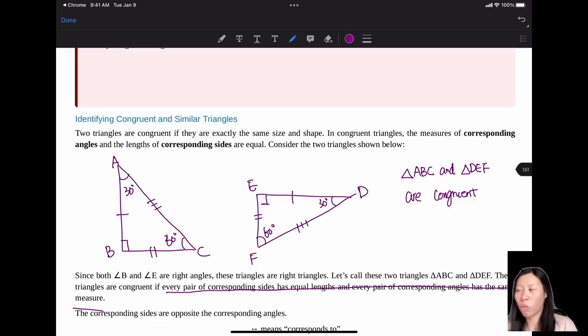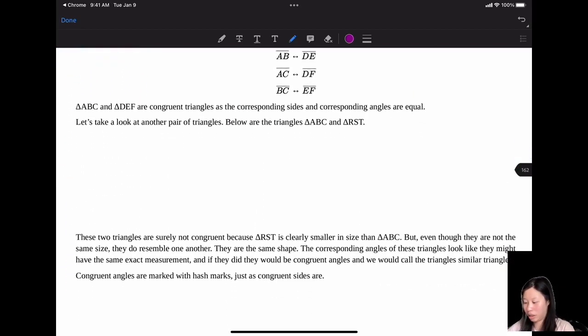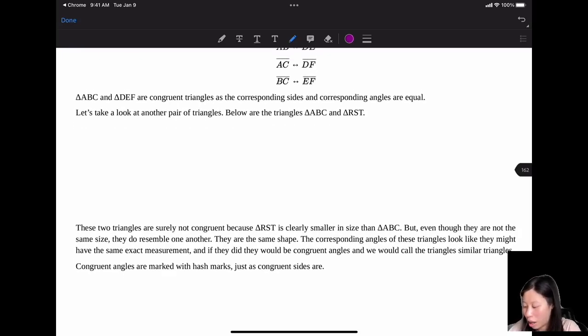Okay, so what is similar? So now take a look. So now I have two triangles here.